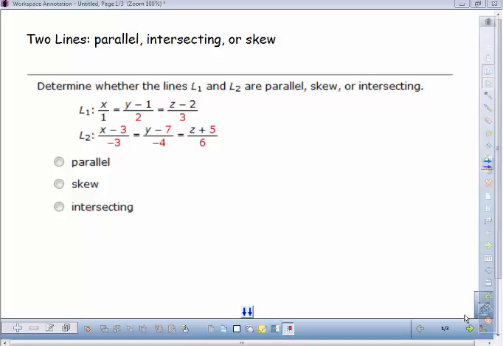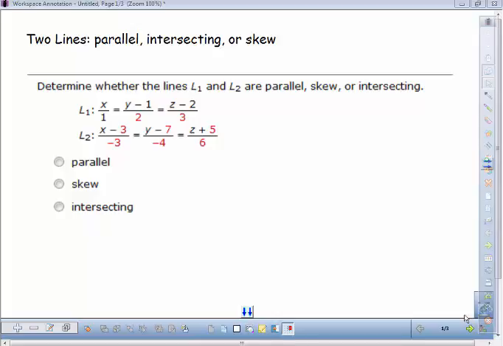So, if they're parallel, then their direction vectors have to be collinear or parallel. If they intersect, then we should be able to find a point where they intersect, and we'll talk about how to do that. And if they're not parallel and they don't intersect, then the only other possibility is that they're skew.